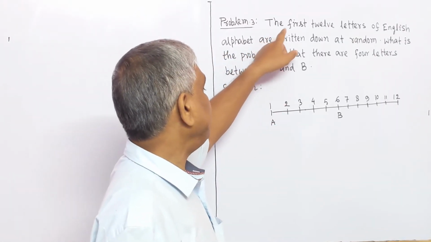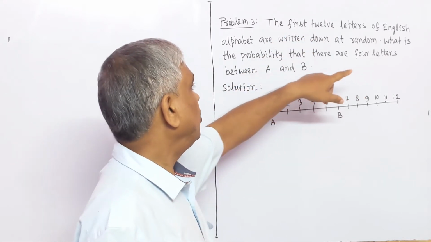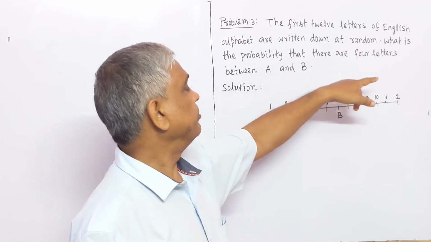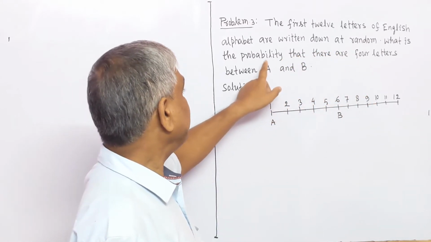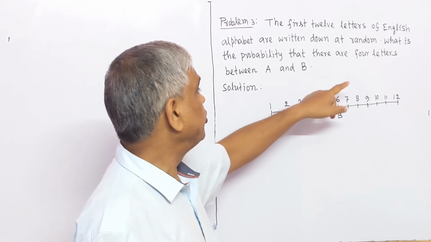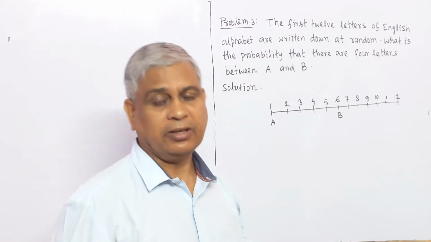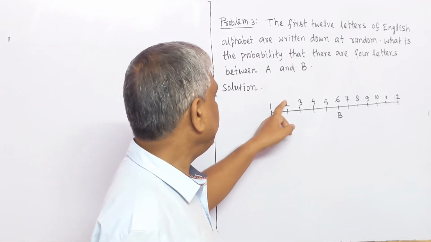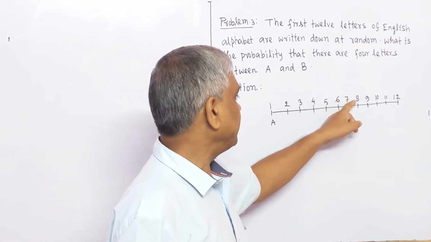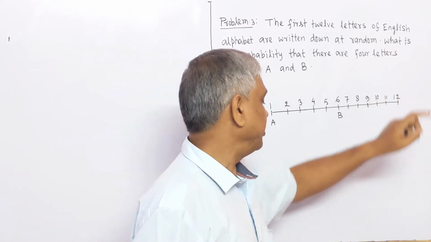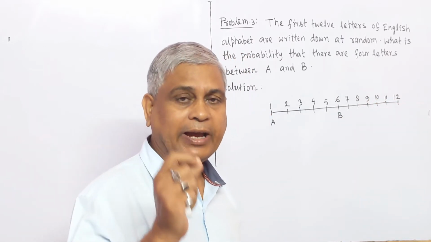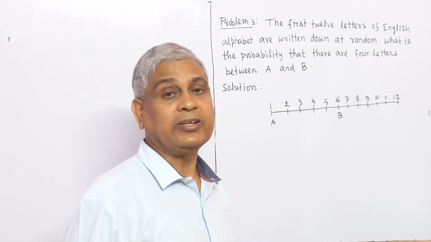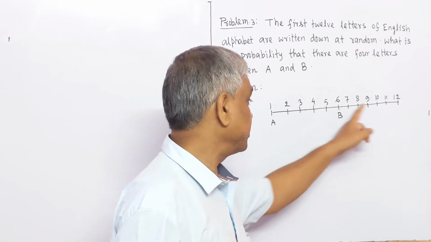Problem is the first 12 letters of English alphabet are written down at random. What is the probability that there are 4 letters between A and B? Here we have 12 places, 1, 2, 3, 4, 5, 6, 7, 8, 9, 10, 11, 12. We have to write first 12 letters of English alphabet in these places.